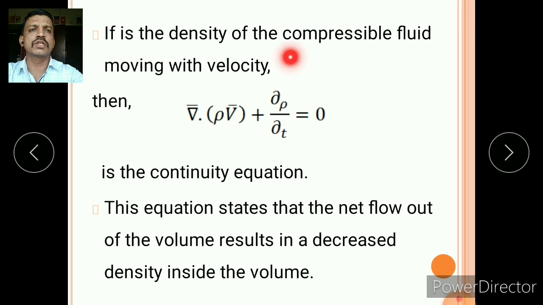If the density of a compressible fluid moves with velocity V, then del dot (rho V) plus ∂rho/∂t equal to 0 is the continuity equation. This equation states that the net flow out of the volume results in a decreased density inside the volume.